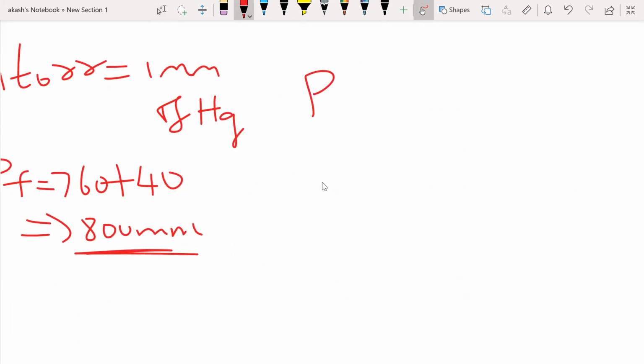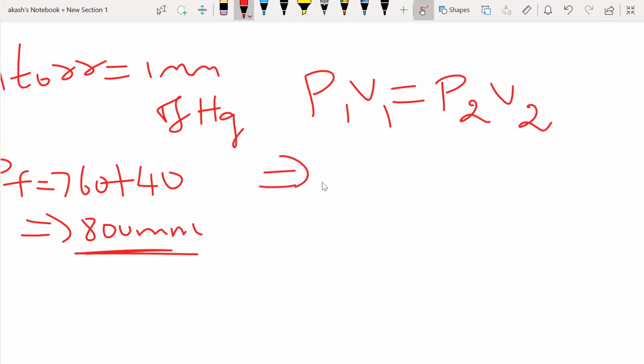So I know P1 V1 equals P2 V2. Right, so P1 was only 760. Now volume, how will I write it? I'll write it as area into the length of the column. Right, now we're talking about only air, right? So this is basically the length of the air column. Initially, however much it was. What is wrong?